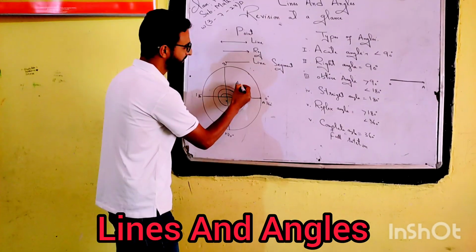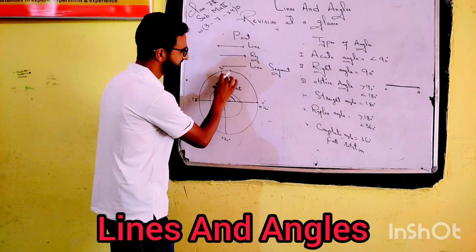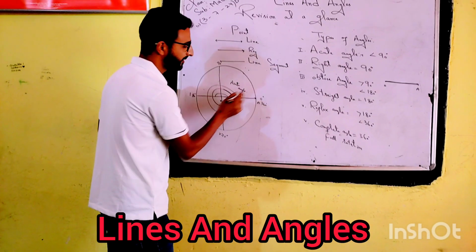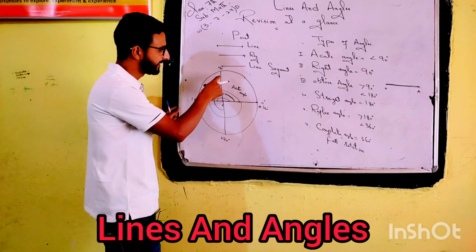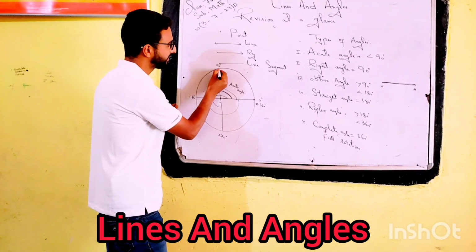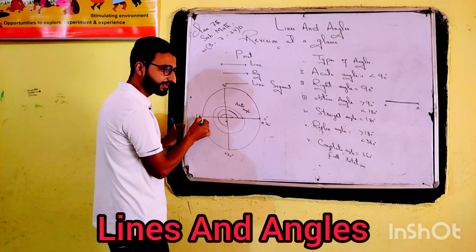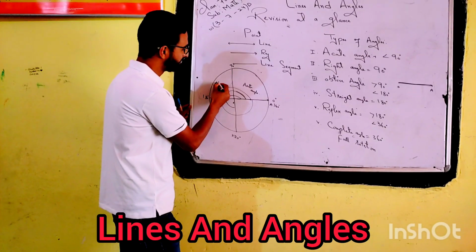So this is an acute angle. Any angle that lies in this very quadrant. So the definition of an acute angle is any angle which is less than 90 degree. If it is equal to 90 degree, this is a right angle. Greater than 90 but less than 180 degrees, these are obtuse angles.